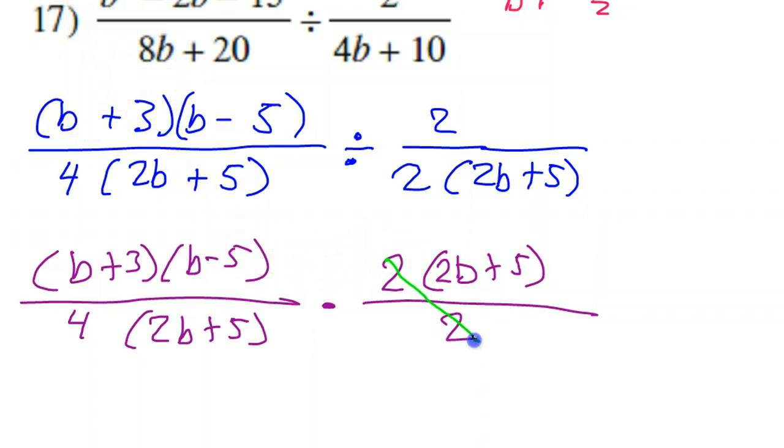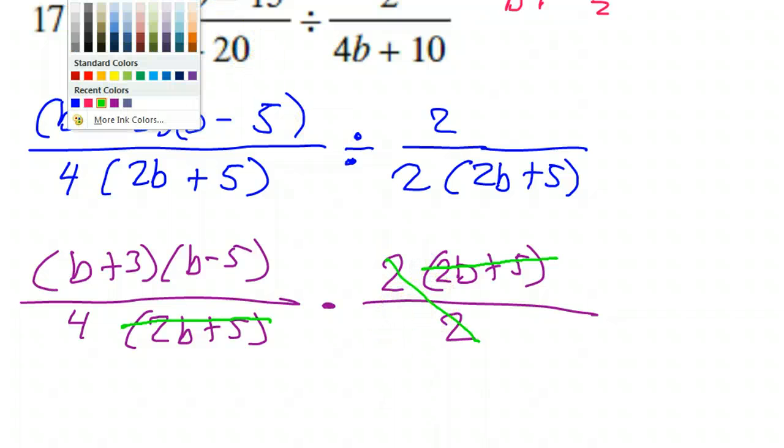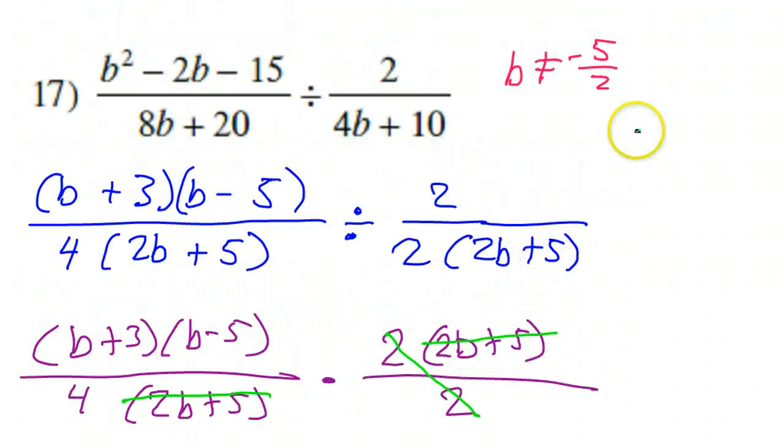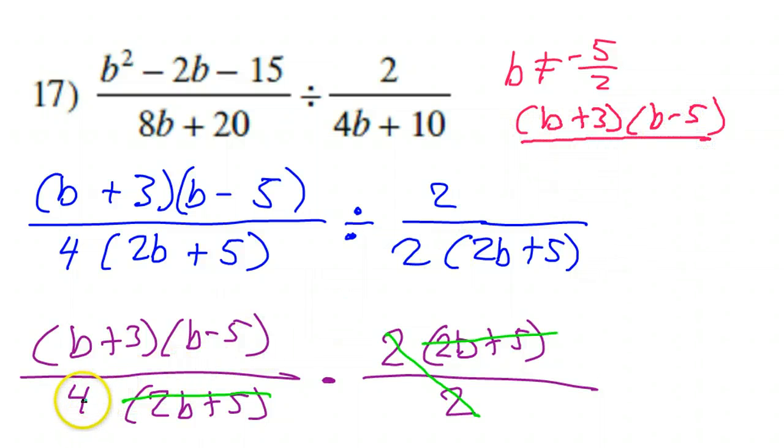These 2's are just plain going to cancel out, and the 2b plus 5 is going to cancel the other 2b plus 5. That is going to leave me with, does anything else cancel? No, I don't think so. So that's going to leave me with b plus 3 times b minus 5, over 4.